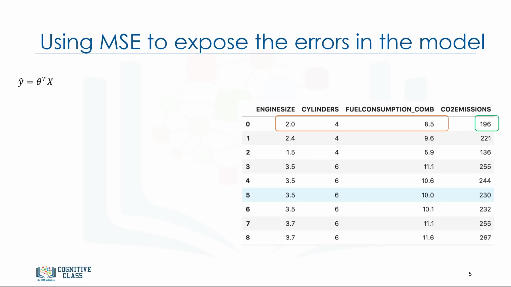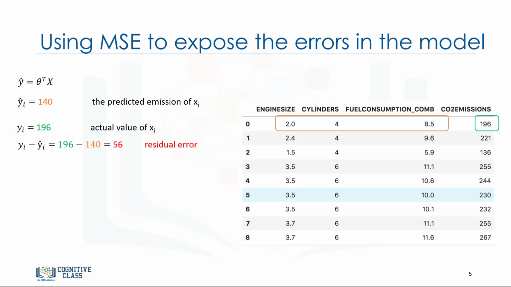Now we can use the model and the feature set of the first row of our data set to predict the CO2 emission for the first car, correct? If we plug the feature set values into the model equation, we find y hat. Let's say, for example, it returns 140 as the predicted value for this specific row. What is the actual value? Y equals 196. How different is the predicted value from the actual value of 196?